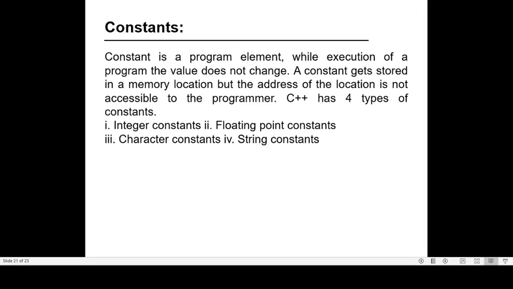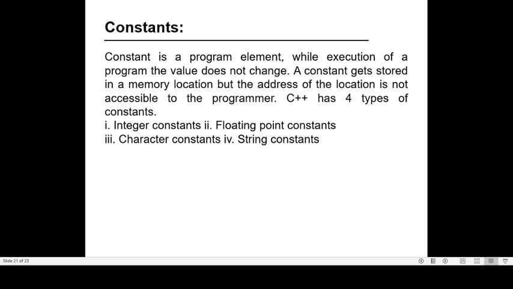Constant. What is a constant? A quantity, a number which does not change during the execution of the C++ program is called a constant. Types: integer constants, floating point constants, character constants, string constants. Integer means a whole number, for example 9, 7, 8, minus 3. Floating point constant means a number with a decimal point, for example 2.5, minus 3.33 and so on.